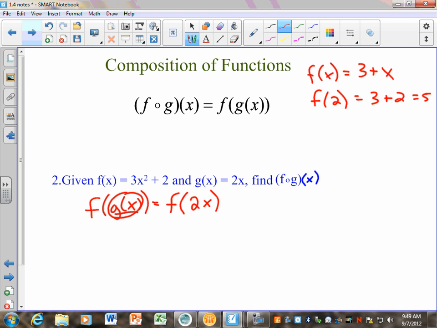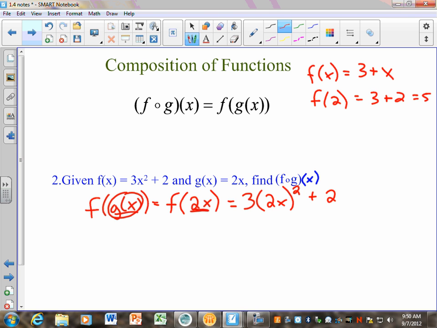Now the second part is actually working this out. If I say find f of 2x, that means go to your f function and replace every x with that entire function. So I'm going to replace the only x that's in this problem with 2x. Everything else stays the same, and I'm going to work that out. So I'm going to get 3 times what g of x is, which is 2x squared plus 2. Taking one function, putting it into another function. And then I just have to work it out.